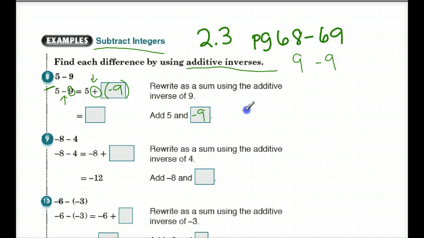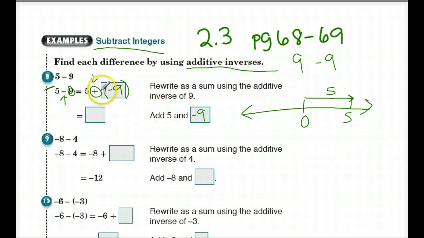Now on a number line, as we've used in class, let's say it looks like this. You start at 0. You go 5 in the positive direction over here to 5. Then if we're adding a negative 9, we know we subtract 9. So we're going to go past 0, to negative 4. That's going to be our answer.